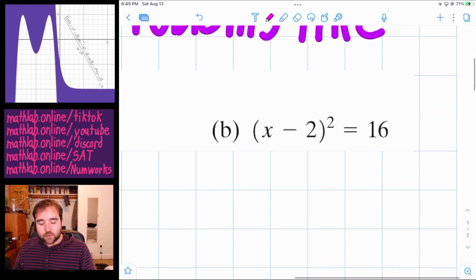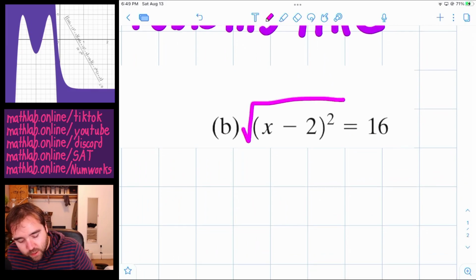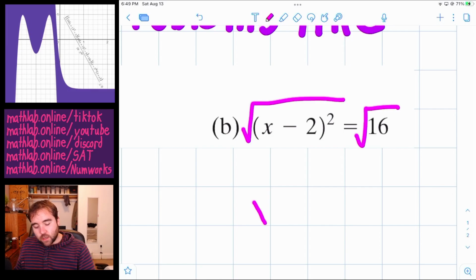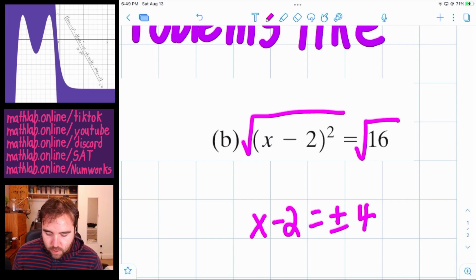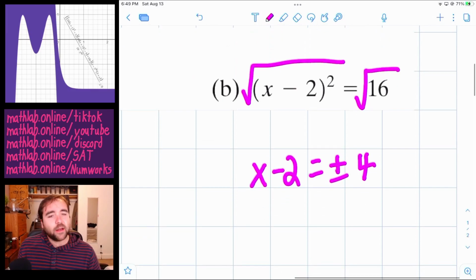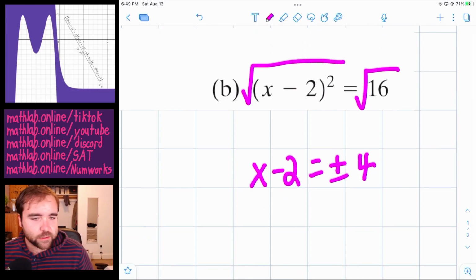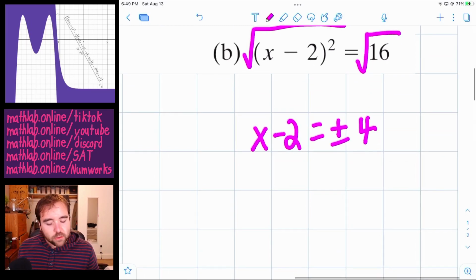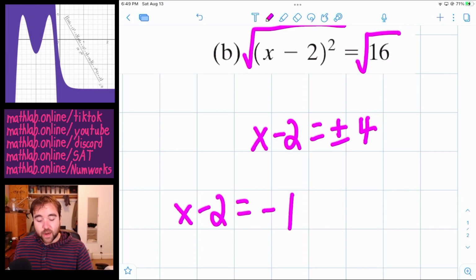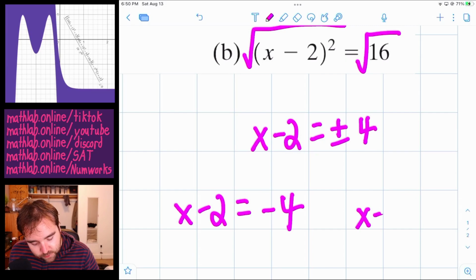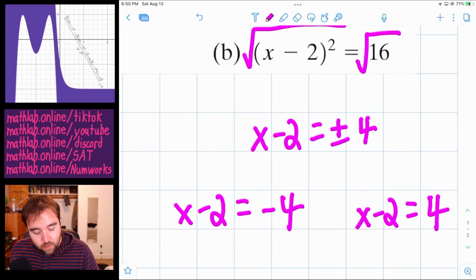And then for this one, we're going to have to do the same type of thing, just a little bit more, because we're going to have to square root both sides. So we get x minus 2 equals plus or minus, because we square rooted both sides, 4. And now you might be tempted to just add 2 to both sides now and get plus or minus 6, but that's not how it's going to go, because this is two different numbers. This is really two different equations. This is x minus 2 equals negative 4, and x minus 2 equals positive 4.